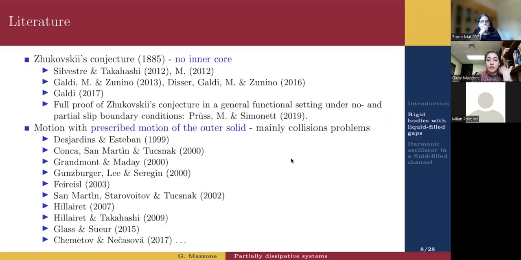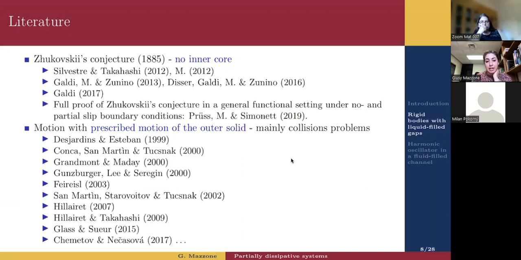Here there is no inner core. So basically what happens at long times is that this fluid-filled rigid body will move as a whole rigid body with constant angular velocity around one of the principal axes of inertia of the system. So basically there are no precessions, for example, at very long times. This is something that we have proved in different steps, and a little more recently in a more general functional setting.